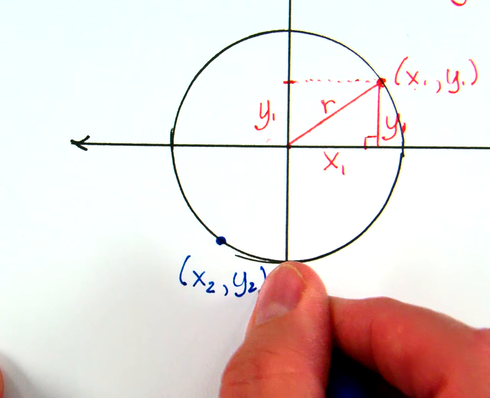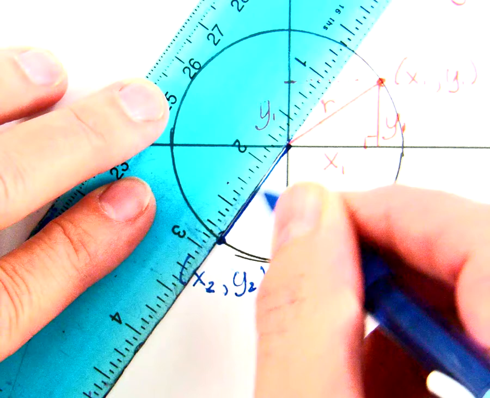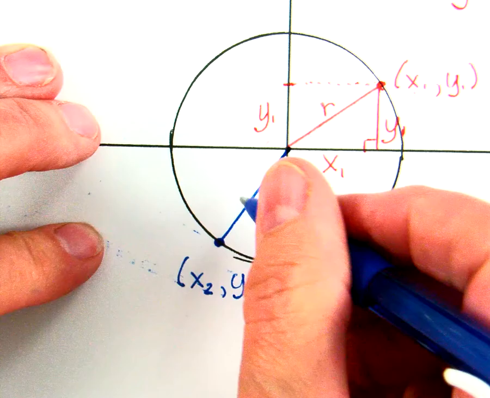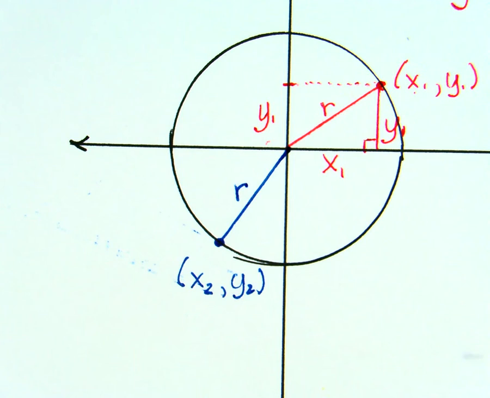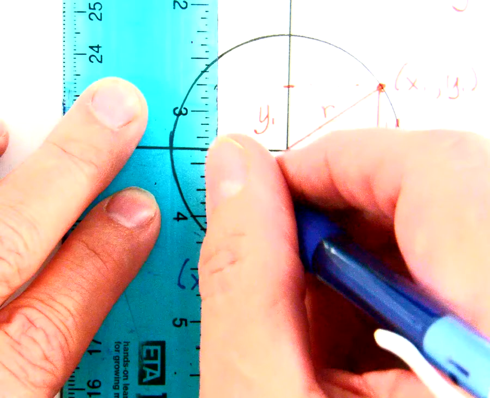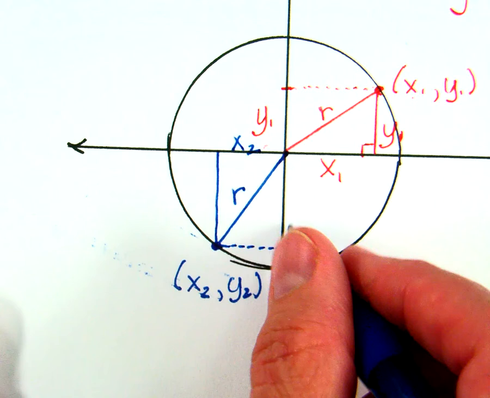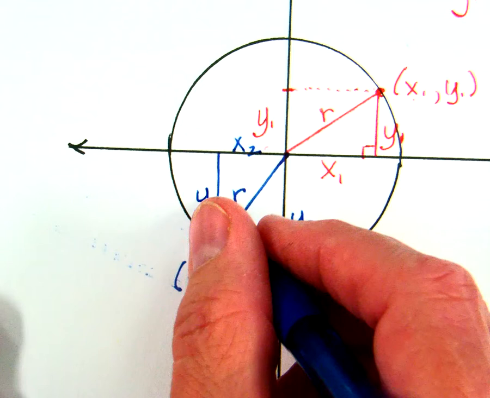That's my point. Okay, I'm going to draw my radius. And I'm sure that this radius is the same as that radius, so I'm going to mark it with the same letter r, because it's the radius of the same circle. How far out is this? The x coordinate is x sub 2, so it is x sub 2 from the origin. And with the y value, this is y sub 2, and that's right across from it, parallel, same distance, y sub 2.